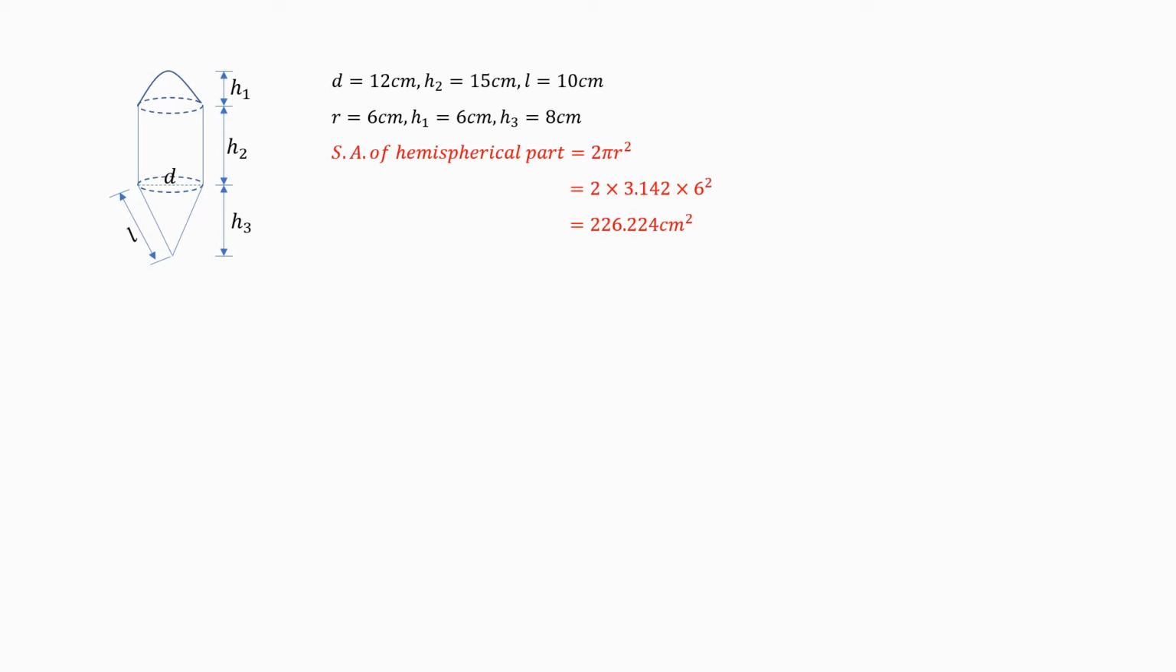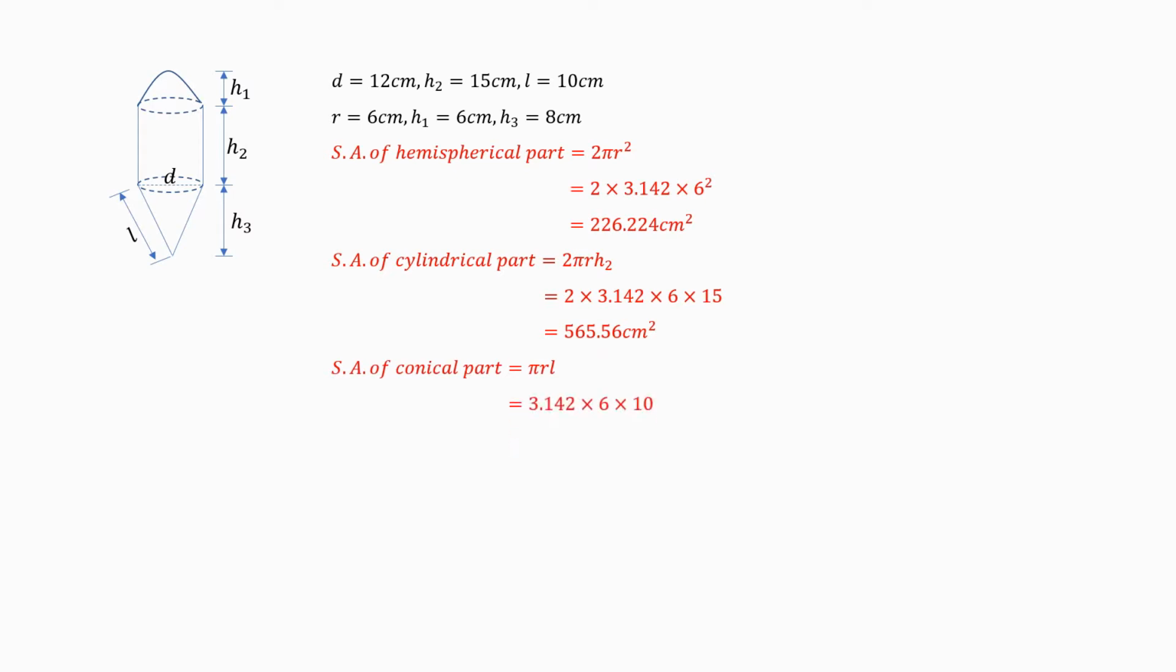Then we compute the surface area of the cylindrical part. That as well is the curved surface, the area of the curved surface, which is 2 pi r h, and in our case the h is the h2. So we have 2 times 3.142 times 6 times 15, which is 565.56 square centimeters. Then we have the surface area of the conical part, the curved part as well, which is pi r l, and that is 3.142 times 6 times 10. We have 188.52 square centimeters.